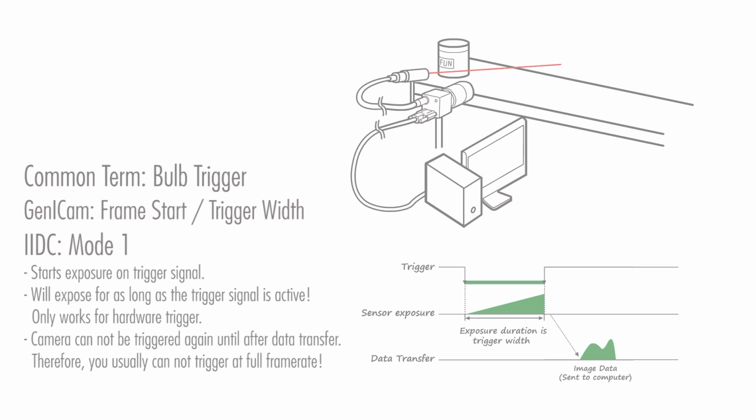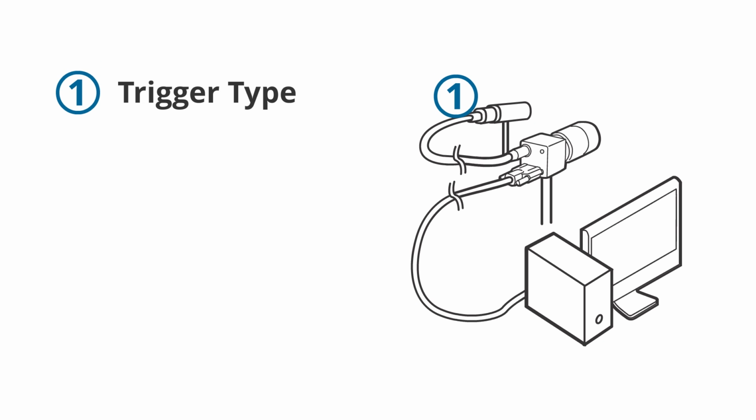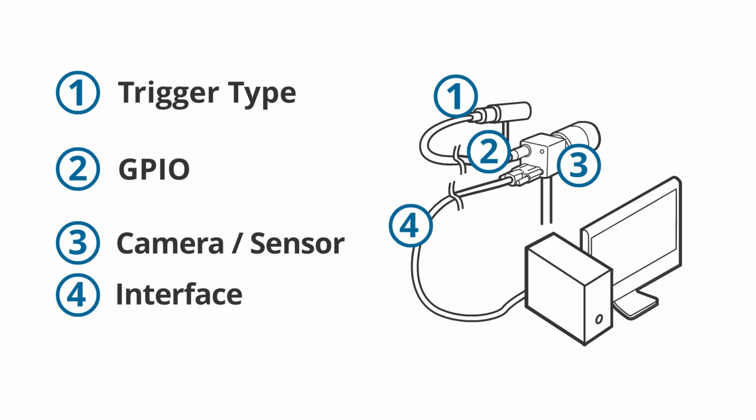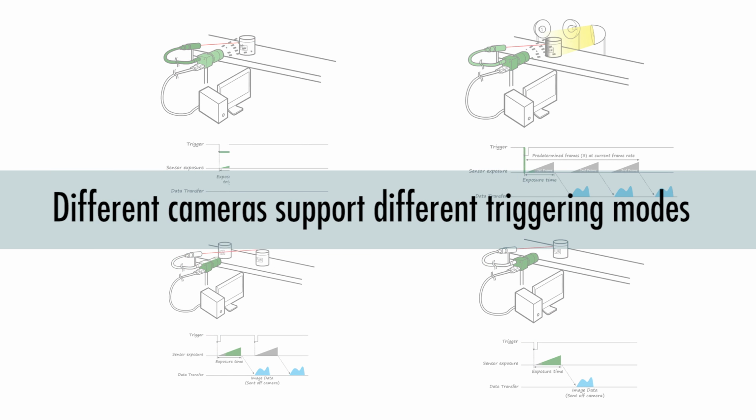Now, it's very important to know that the latency and exact timing of this entire triggering process, from when the trigger happens to when the data is sent to the PC, will be dependent on your components. Specifically, your trigger type, whether it's software or hardware, and the type of hardware trigger that's used, GPIO type, if you're using opto-isolated pins or not, camera and sensor type, and even the interface type. Also note that not all camera models support the same triggering modes either, so please refer to your camera manual to see which modes are supported.